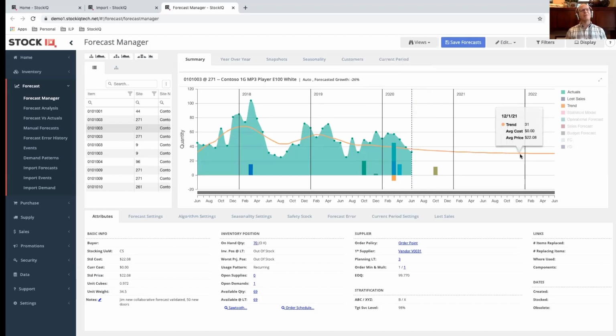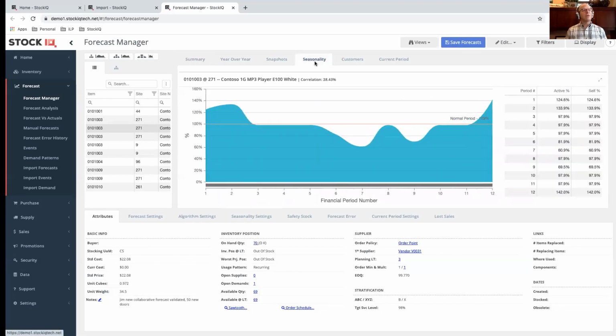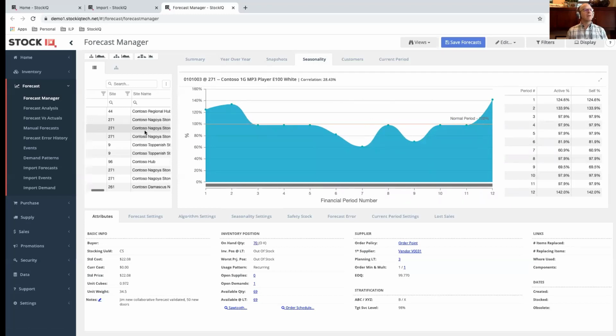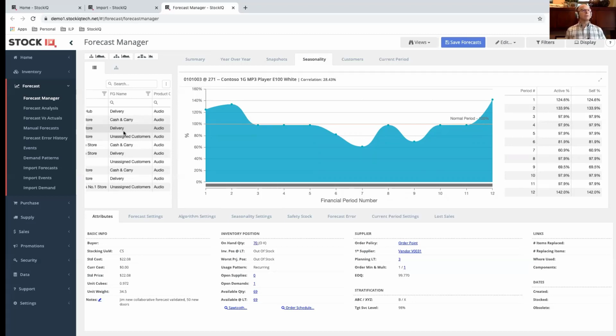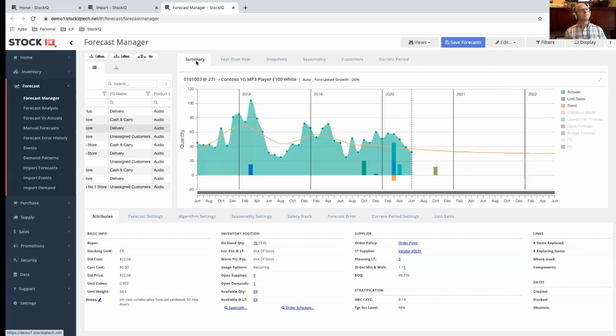That's represented by this line right in here. The next thing that we look for is any seasonality that might exist. As we're looking at this, by the way, I am looking at an item at a stocking location, and I'm also looking at it for a specific grouping of customers. This is what we call a hybrid approach to forecasting, or a customer-centric approach. Just a little side note there for you.